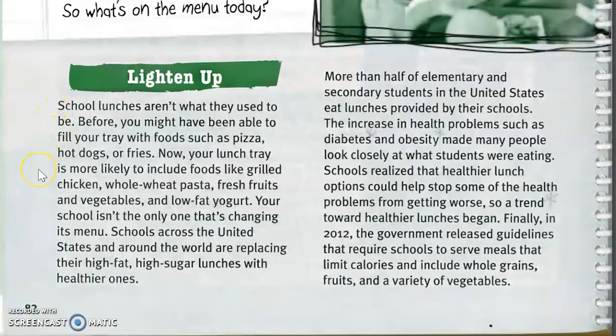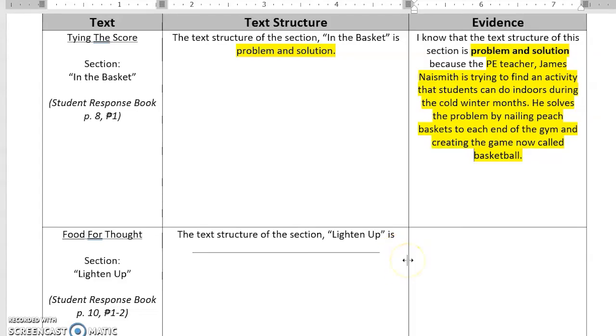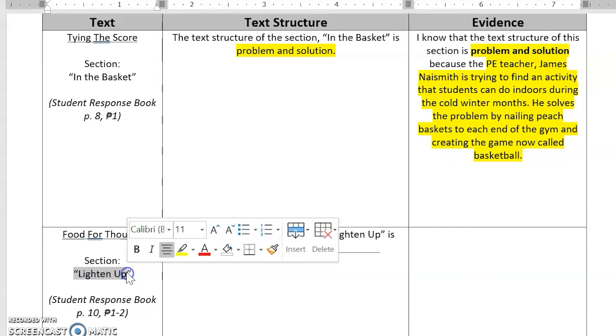After reading through this section of the text, I would think of this as cause and effect. Now, if you are determined that this is problem and solution and you can provide evidence to support your thinking, then that is okay. So now we're going to switch from the copy of our text over to our graphic organizer, just for this section from the text, Food for Thought. Again, the section was Lighten Up.